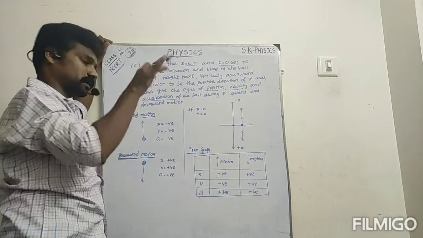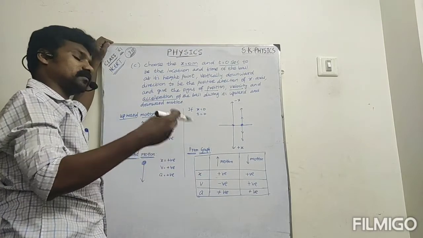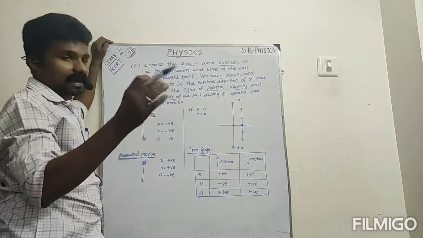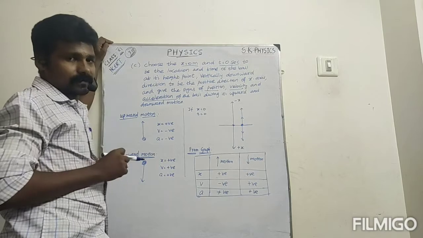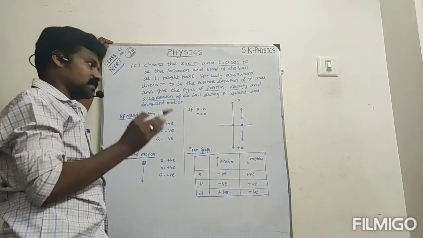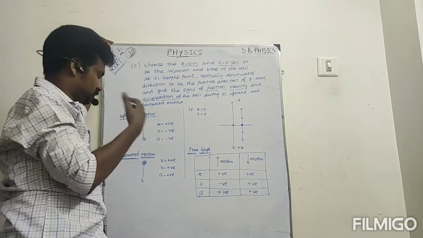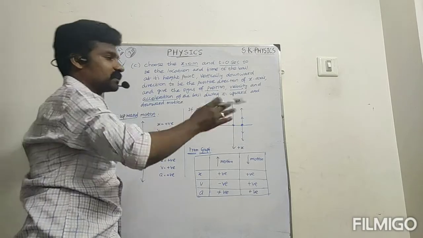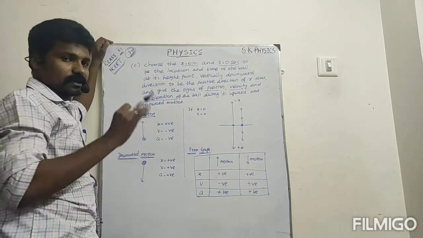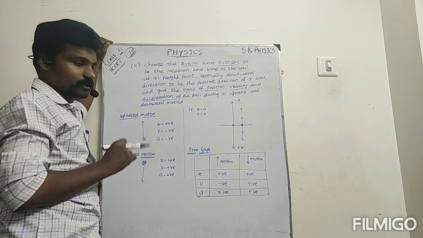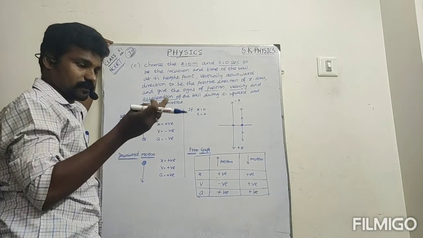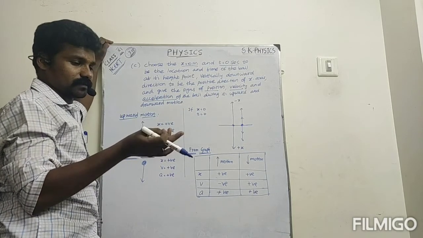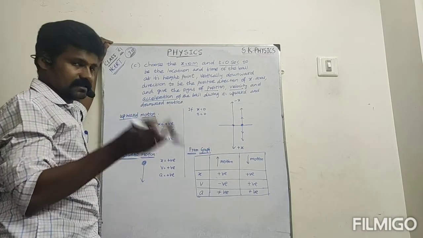So during upward and downward direction, what are the signs of position, velocity and acceleration? This is the question. First, without the graph, we just find out, and after that, we combine that value with the graph. Okay, please listen carefully. Position is 0, time is 0. Let's take that as the initial point.